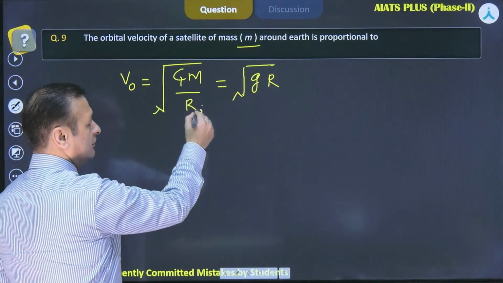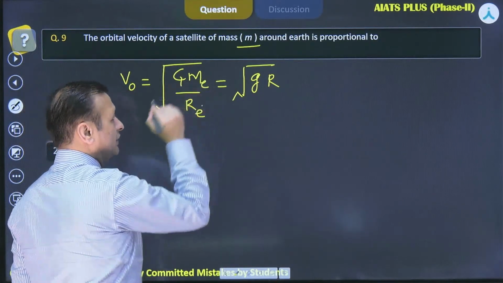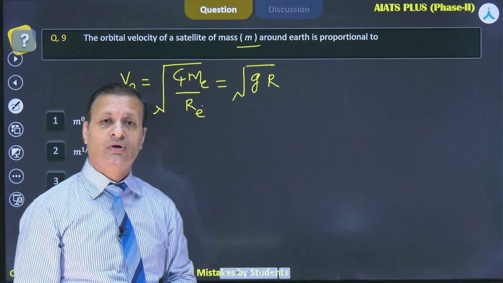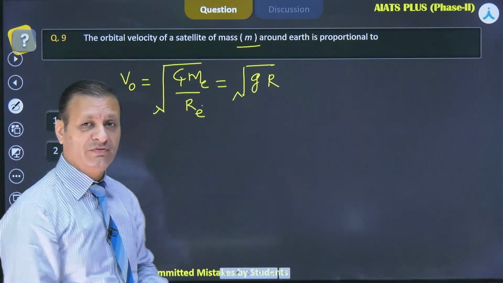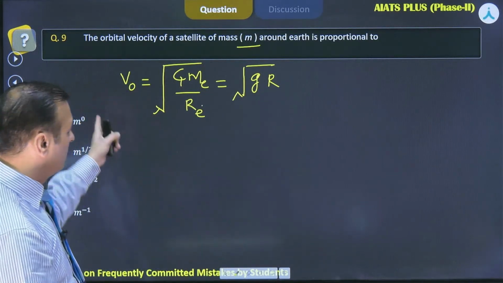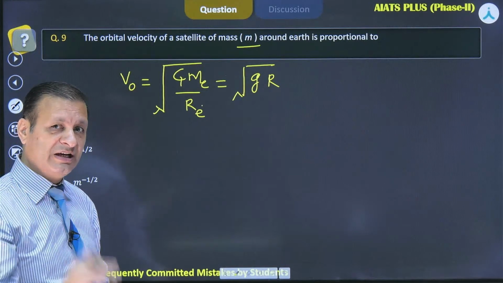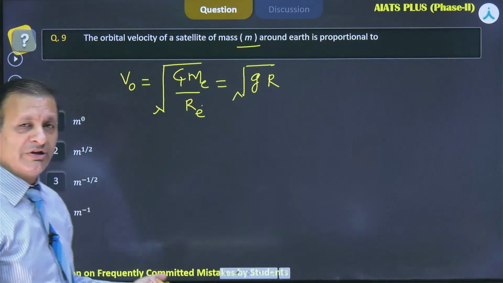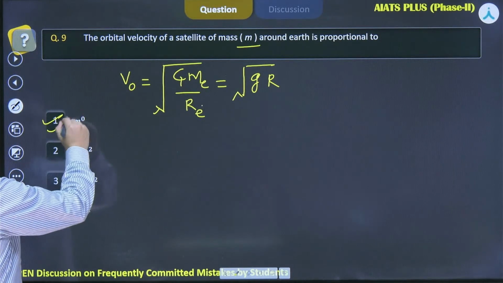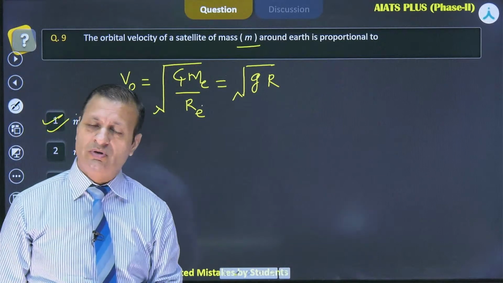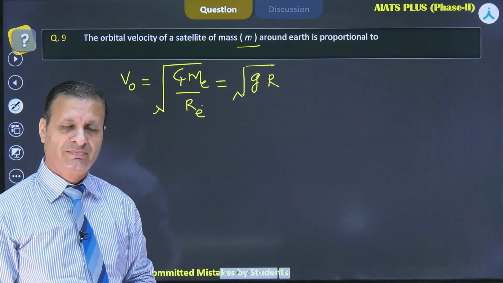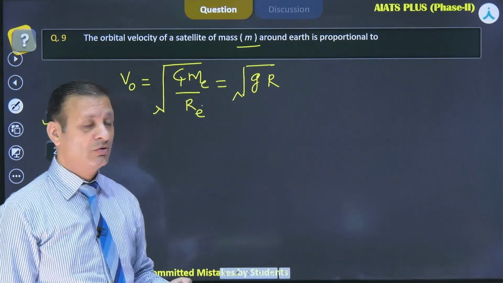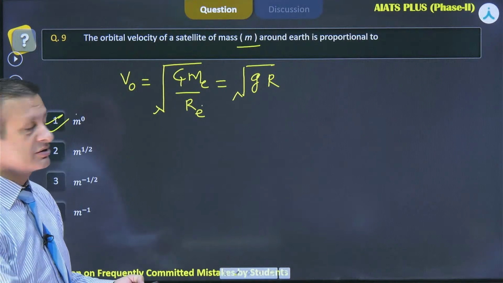This is the radius of Earth, let's suppose. This is the mass of Earth. If we are talking about a satellite around Earth, this is the mass of Earth, this is the radius of Earth. Does it depend on the mass of the body, the mass of the satellite? Not at all. So there is no variation. First option, a clear winner in the very first shot. Any doubt from this part? Okay. So shall I move to the next?